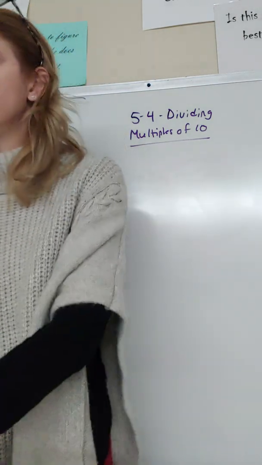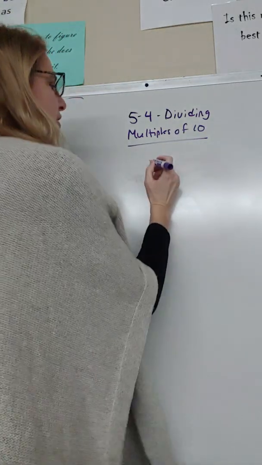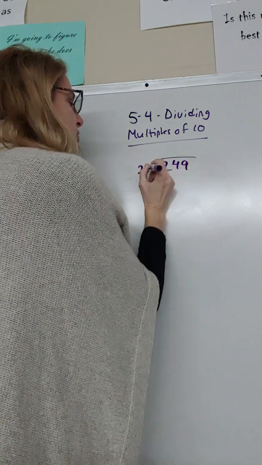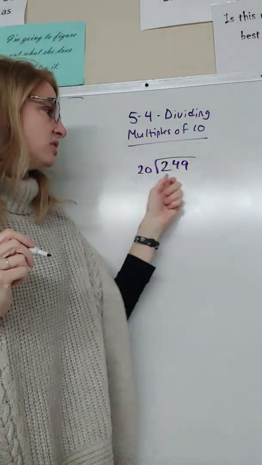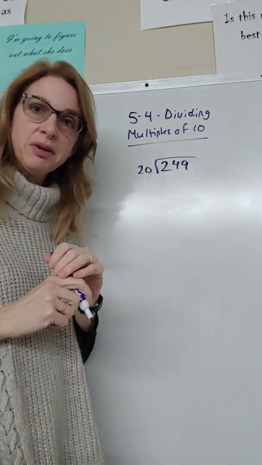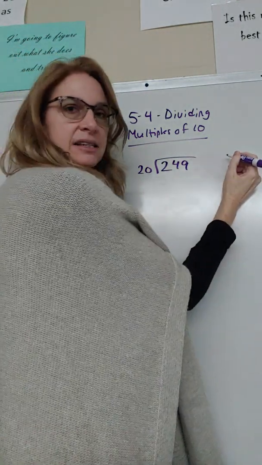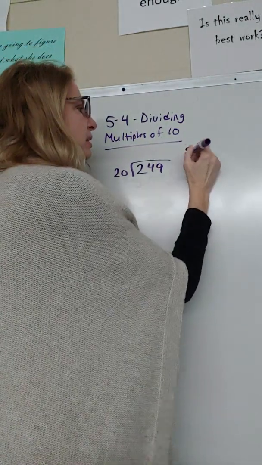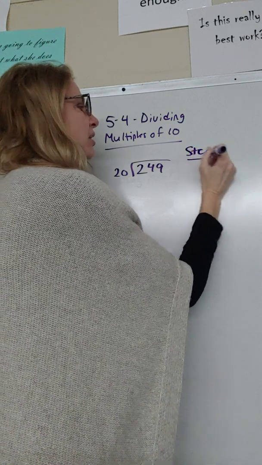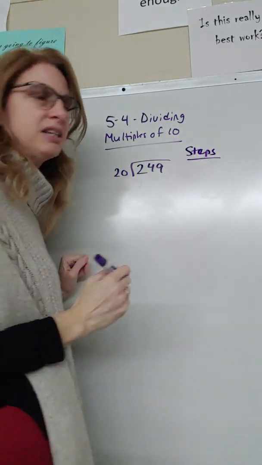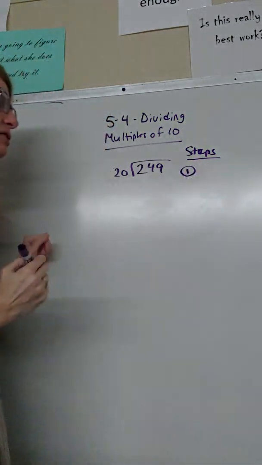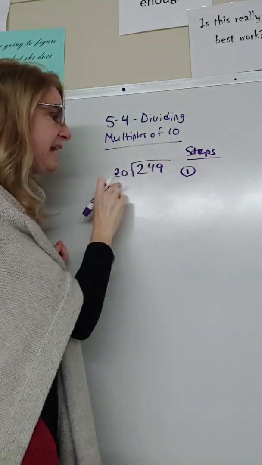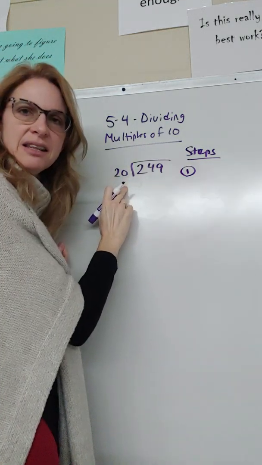Okay, so we've got 249 students, and we've got to split them up into groups of 20. So we're taking that 249 and dividing it by 20. We're going to use this problem as an example to write some steps. So I'm going to move this over a little bit so we can talk about steps to do these kinds of problems. We should know this because these are really the same steps we've been doing. We're just adding a double-digit divisor in this chapter.